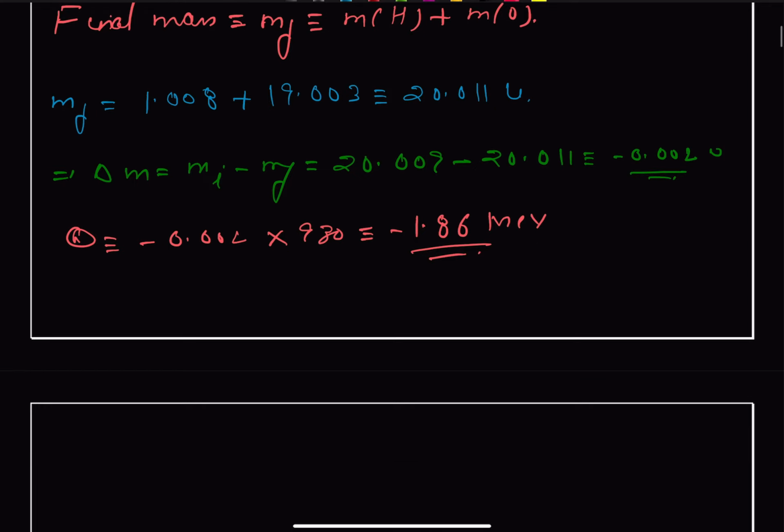So here we get that the value of Q is negative, or we can say value of Q is less than 0. So from here we can say that it is an endothermic reaction, and because of that it requires a kinetic energy input. In this case, the kinetic energy of the helium.